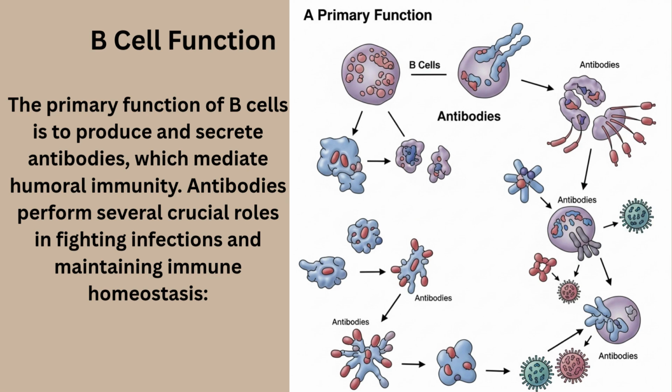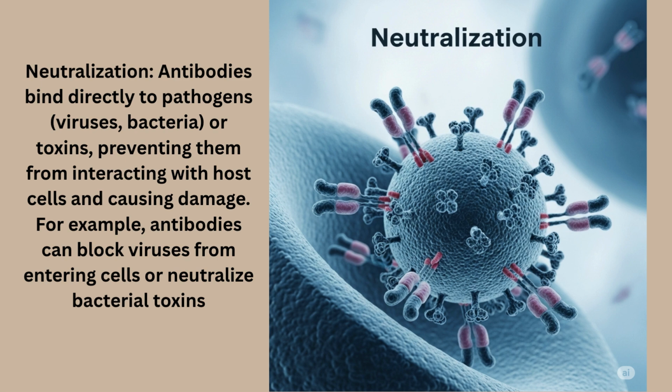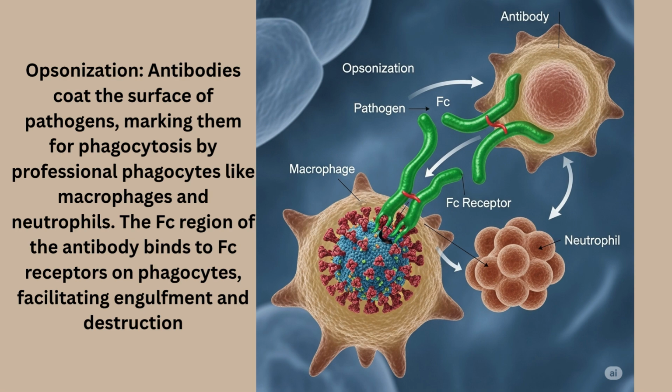B-cell function. The primary function of B-cells is to produce and secrete antibodies, which mediate humoral immunity. Antibodies perform several crucial roles in fighting infections and maintaining immune homeostasis. Neutralization. Antibodies bind directly to pathogens, viruses, bacteria, or toxins, preventing them from interacting with host cells and causing damage. For example, antibodies can block viruses from entering cells or neutralize bacterial toxins.